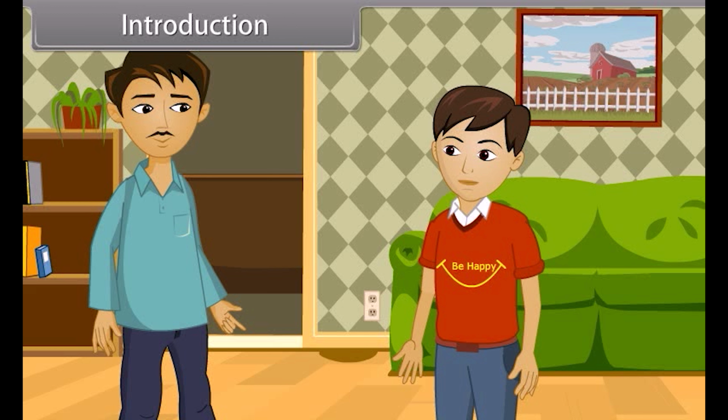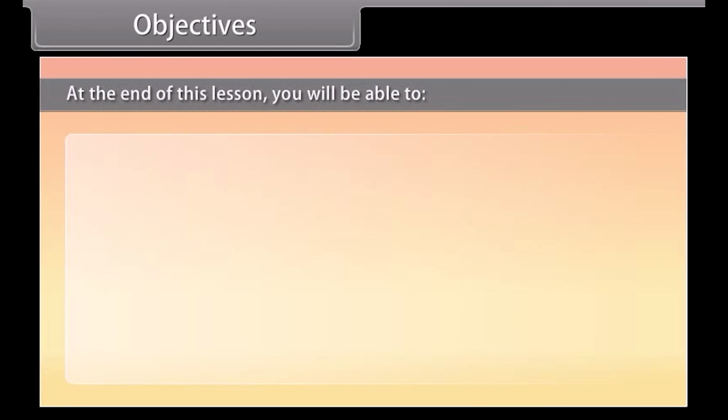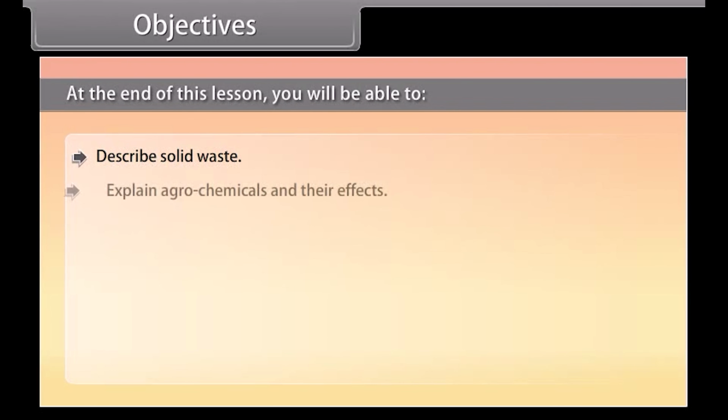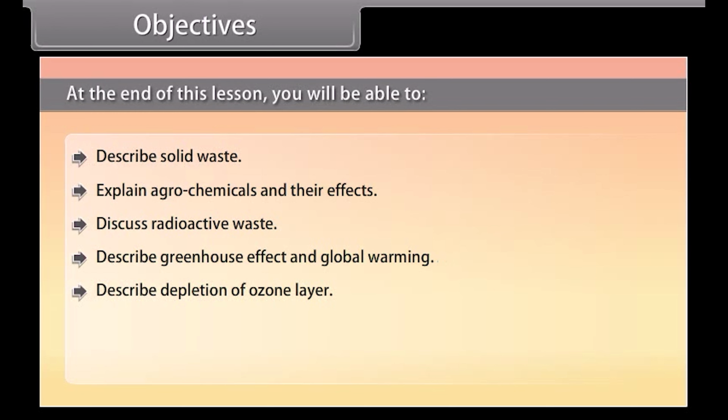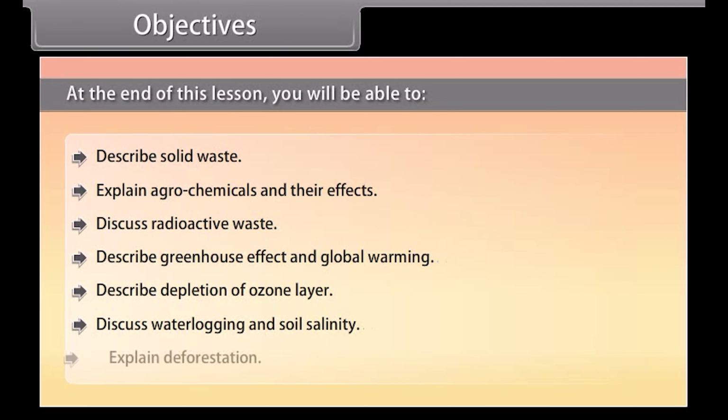In this lesson, you will learn environmental issues. Objectives. At the end of this lesson, you'll be able to describe solid waste, explain agrochemicals and their effects, discuss radioactive waste, describe greenhouse effect and global warming, describe depletion of ozone layer, discuss waterlogging and soil salinity, explain deforestation.